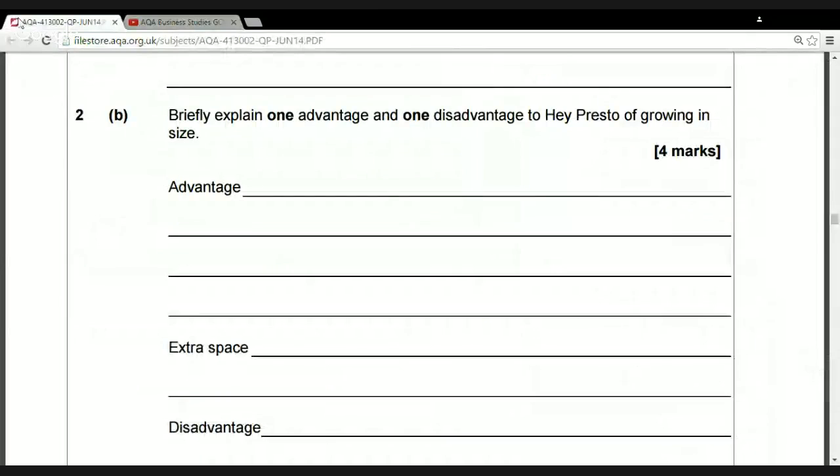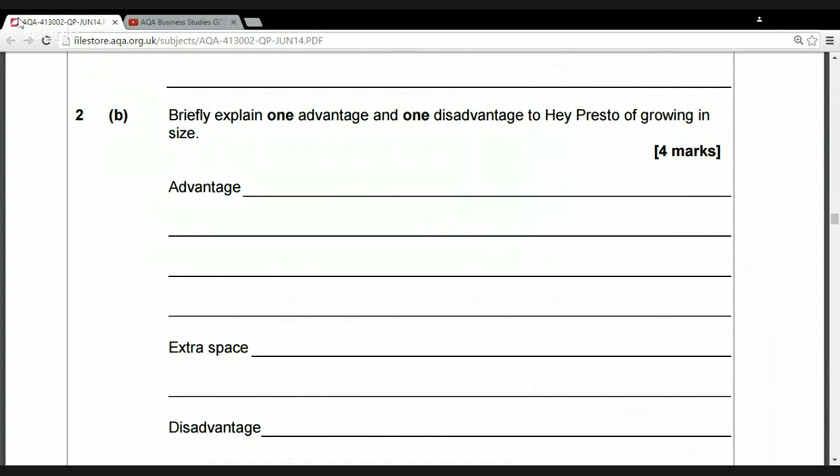To reduce costs, that would be considered an advantage if they're growing in size, economies of scale, all of that. These are the first topics of Unit 2. More money or profit could be something else. Definitely the costs could rise disproportionately as Hey Presto expands. That would be another thing to consider.